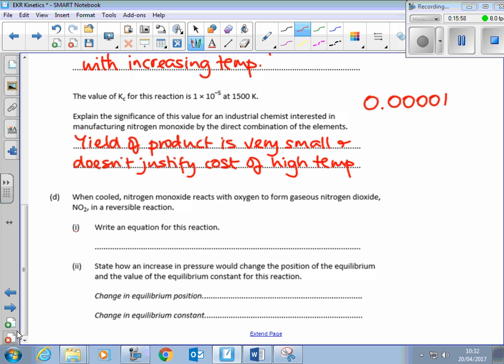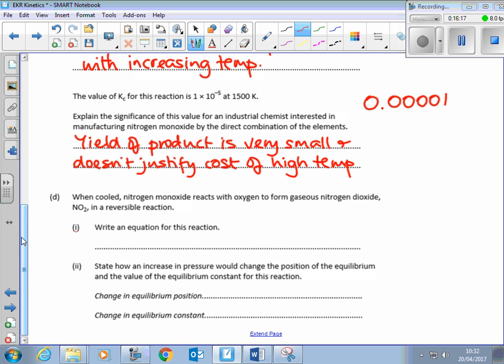Right, part D on this one over the page is part of the same question, isn't it? When cooled, nitrogen monoxide reacts with oxygen to form gaseous nitrogen dioxide. Okay, this is a different scenario.